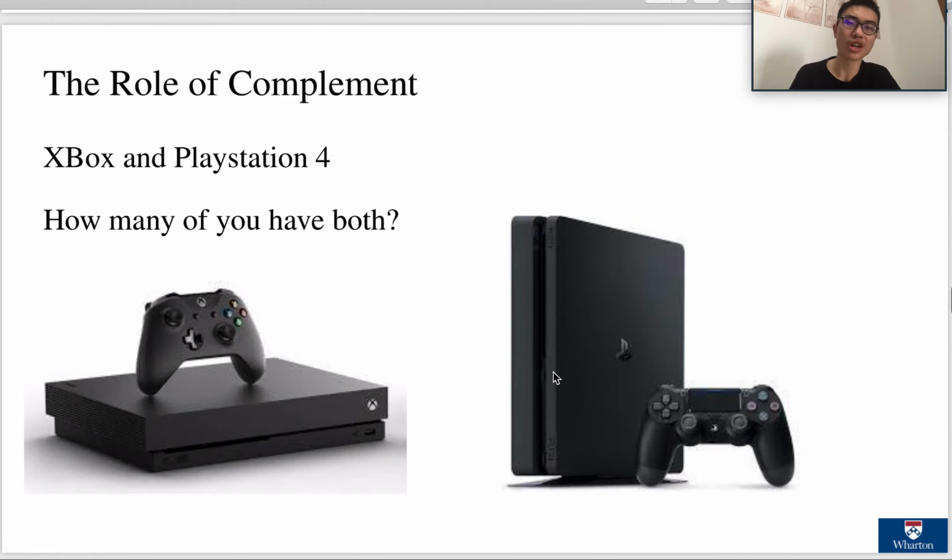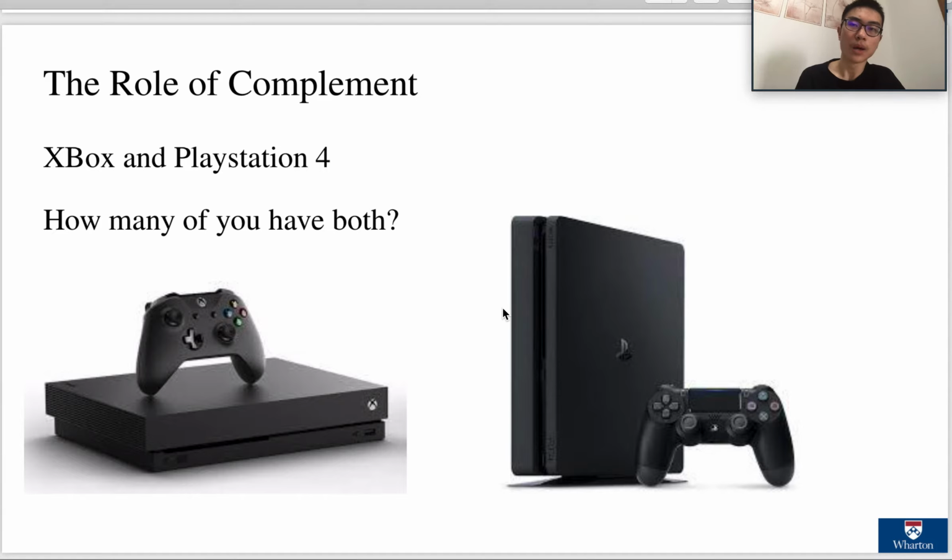And now the role of complement. The role of complement is relatively easy: when you buy a product, you have to buy another. If the price of one product rises, the demand for both products may drop because people want to have both. And the same thing, if the price of one product drops, people will most likely increase the demand for both. For instance, I don't know if this is a great example, but many people have both Xbox and PlayStation 4, though many people only have one, I would say.